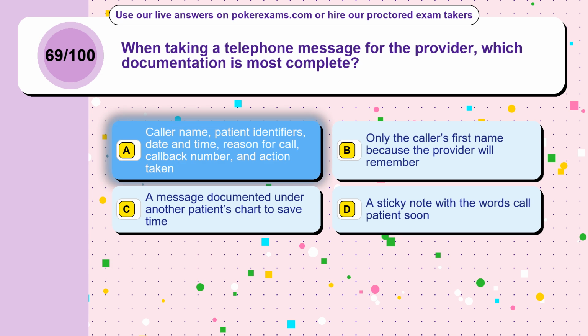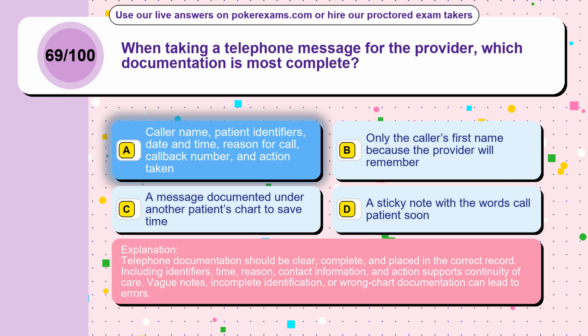The correct answer is option A. Caller name, patient identifiers, date and time, reason for call, callback number, and action taken. Telephone documentation should be clear, complete, and placed in the correct record, including identifiers, time, reason, contact information, and action. This supports continuity of care. Vague notes, incomplete identification, or wrong chart documentation can lead to errors.